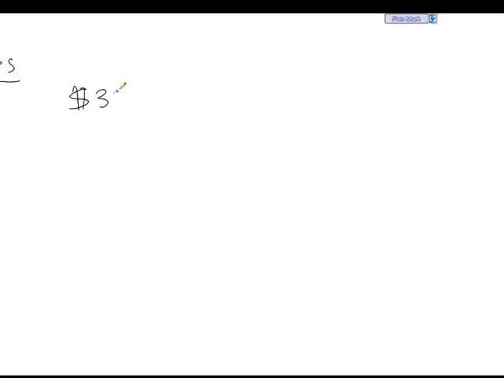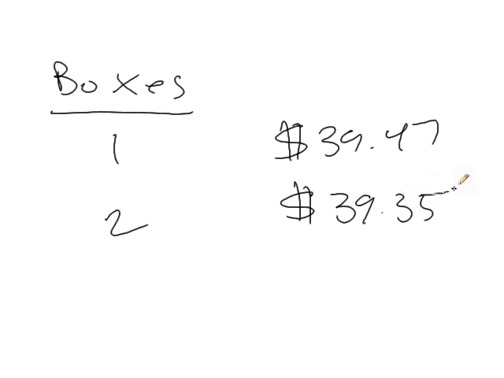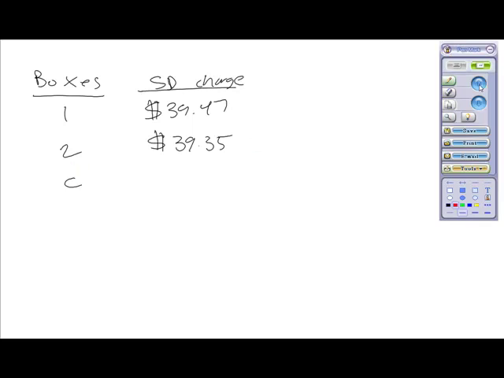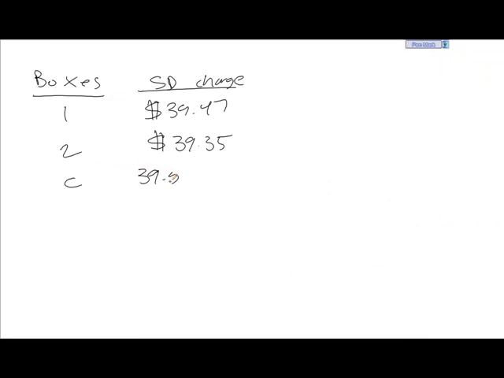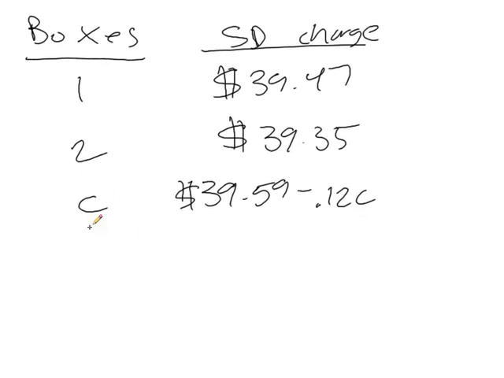$39.35. This is the SD charge. And we know that if they sell C boxes, they're going to charge $39.59 minus 0.12 C. Okay, so this is our symbolic way of writing what SD will charge because we don't exactly know how many boxes this is. So we're trying to make it as generic as possible.